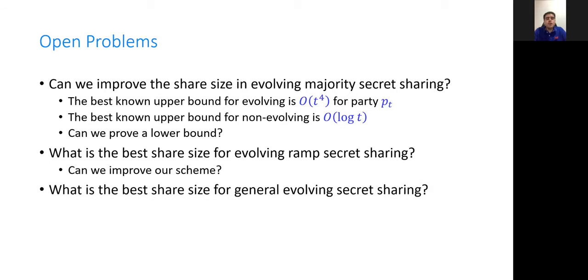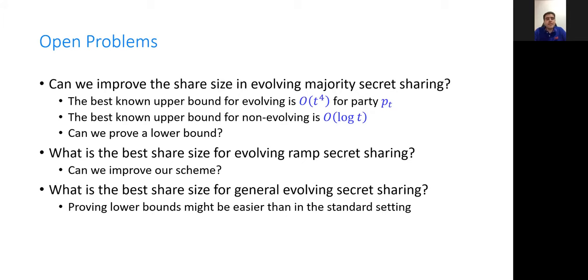And we also ask what is the best share size we can get in the general evolving secret sharing, as general evolving secret sharing is considered to be more difficult than standard secret sharing, thus improving lower bounds could be easier. And this is an interesting problem. Thank you. That's it.